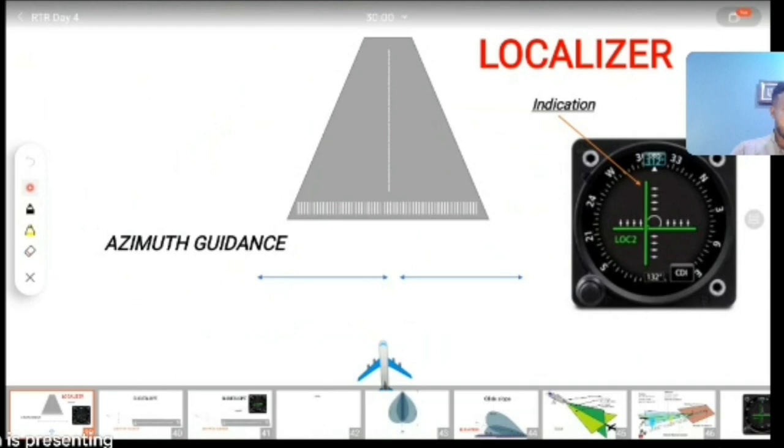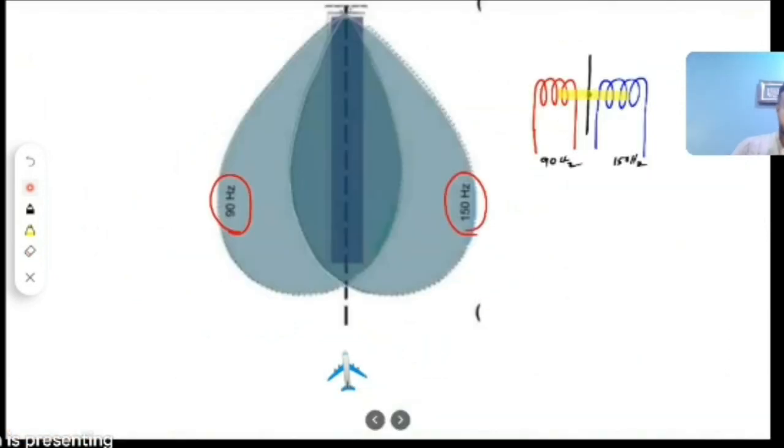Same way, the moment you correct it, you will try to go towards the right. The moment you come towards the right, gradually the voltage will decrease on the 90 hertz, and the needle will also come towards the center line. Is it clear, guys?